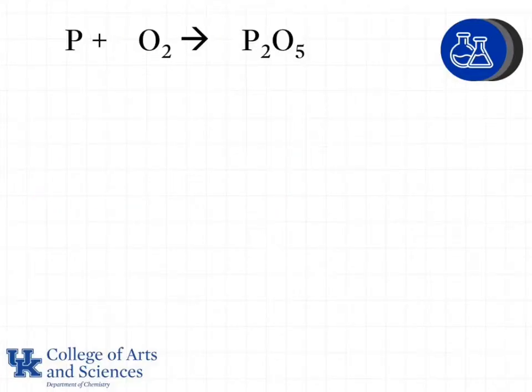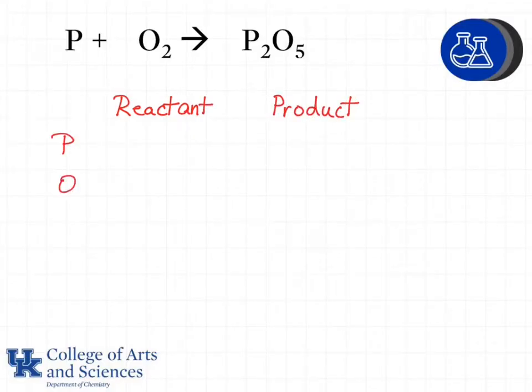Let's look at another example. We have phosphorus plus O2 yields P2O5. We set up our table to tally up how many of each element we have on either side of the reaction arrow. We only have 2 elements present, phosphorus and oxygen. We have 1 phosphorus on the left and 2 oxygens on the left. We have 2 phosphorus atoms on the right and 5 oxygen atoms on the right.